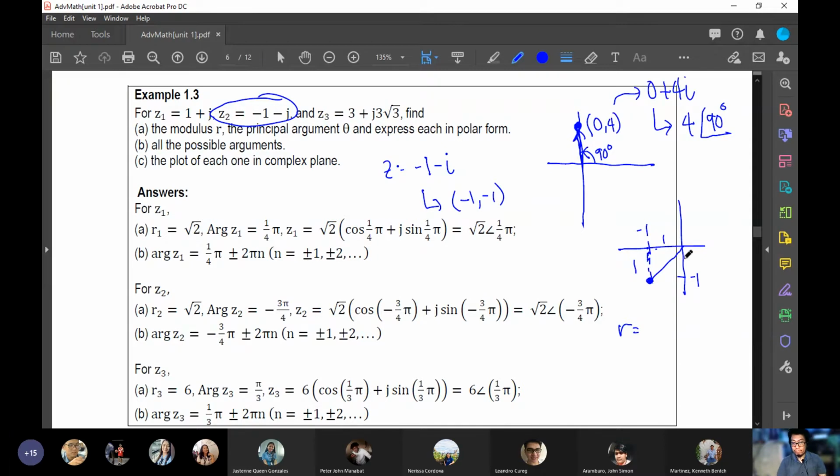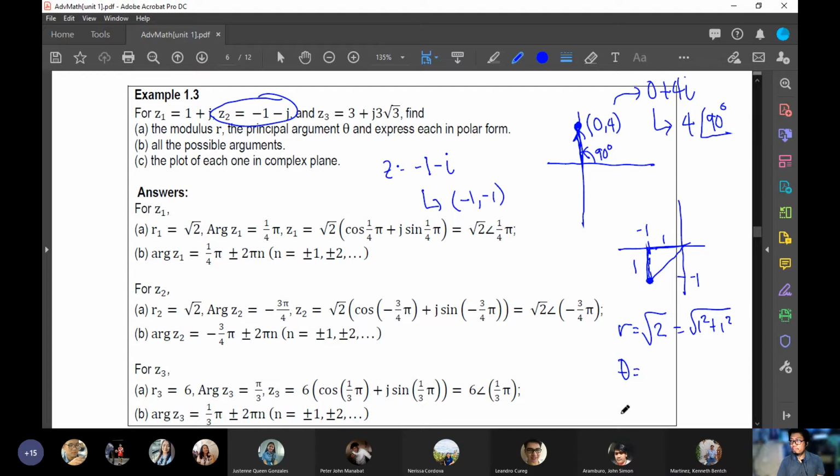So by Pythagorean theorem, obviously, you don't really have to remember the formula, but you would know from this drawing that you would know how to find the length of this one if you know how long is this and how long is this. So that should give you r as square root of 2. And that should come from square root of 1 squared plus 1 squared. That's square root of 2.